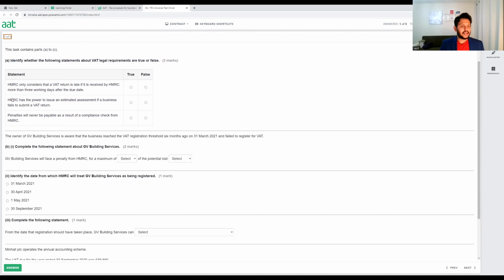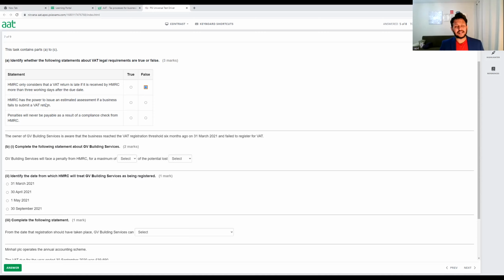Let's quickly do it. HMRC only consider that a VAT return is late if HMRC receive it more than 3 weeks after the due date. That's not true. So false. Even if it's 1 day, they can consider it late.